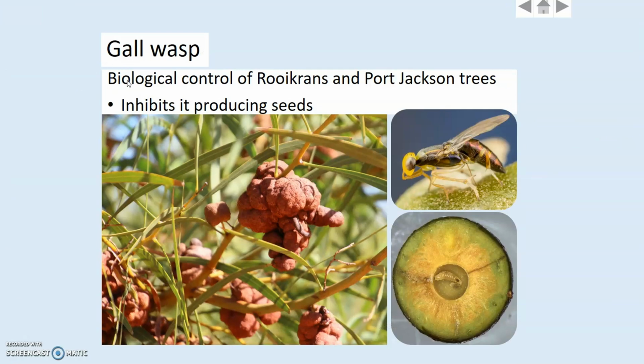One of the biological control methods for Gr8 and Port Jackson trees is the gall wasp. This little wasp lays its eggs in the stem, and this gall starts to develop. You can see inside here it's been cut in half. There's a larva that is growing and will eventually emerge as a new wasp. And the adult can continue to lay more eggs, and so these wart-like structures grow and grow.